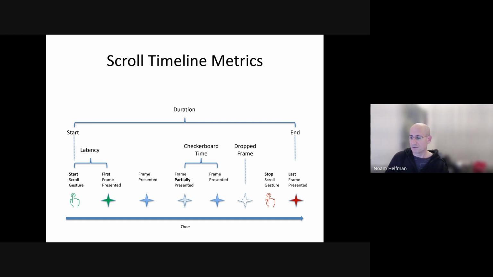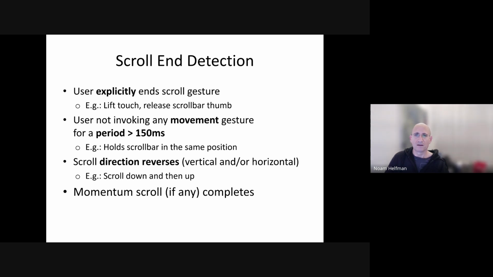Now, what is the last frame? It's tricky to define, and that's what we'll cover on the next slide. There are a couple of ways to define it. First of all, if the user stops the gesture and immediately the scroll stops, for example, they use the scroll bar, move it, and then release the mouse, immediately the scrolling is supposed to stop, usually, and that would end the scroll.